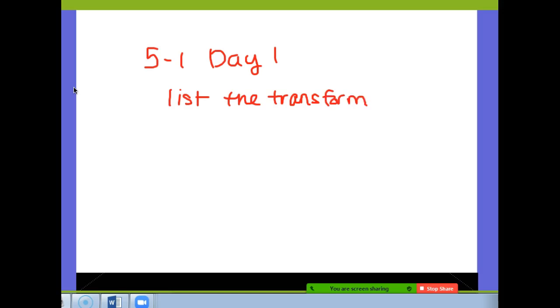So for tonight, you're doing those next 2 pages in the packet. You are doing 5-1 day 1 and the 5-1 day 1 continuation on the back where you're finding the vertexes of those graphs. For the 5-1 day 1, make sure you list the transformations on that front page.